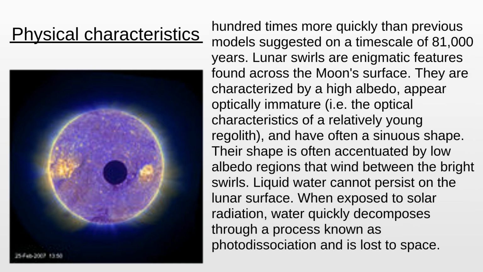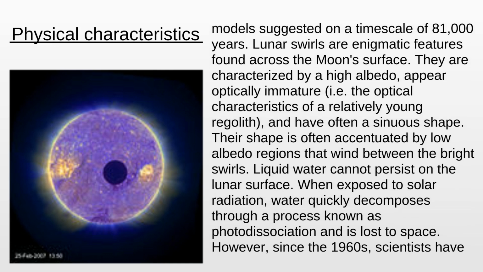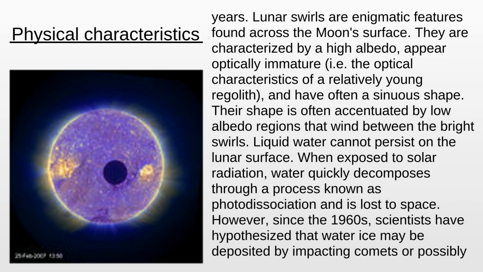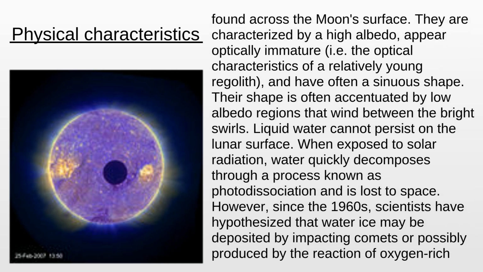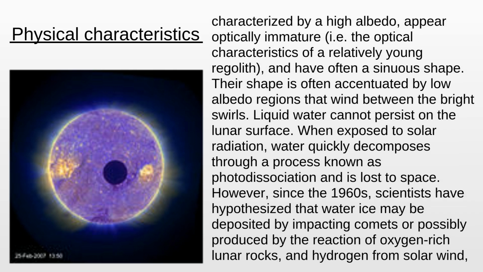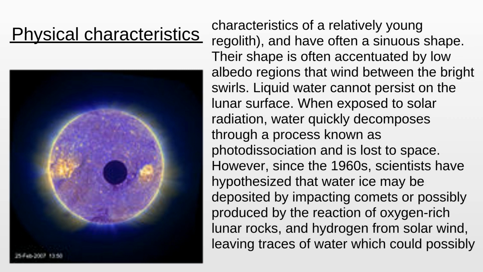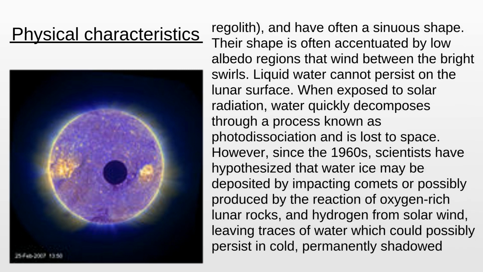Lunar swirls are enigmatic features found across the Moon's surface. They are characterized by a high albedo, appear optically immature, i.e. the optical characteristics of a relatively young regolith, and often have a sinuous shape. Their shape is often accentuated by low albedo regions that wind between the bright swirls.